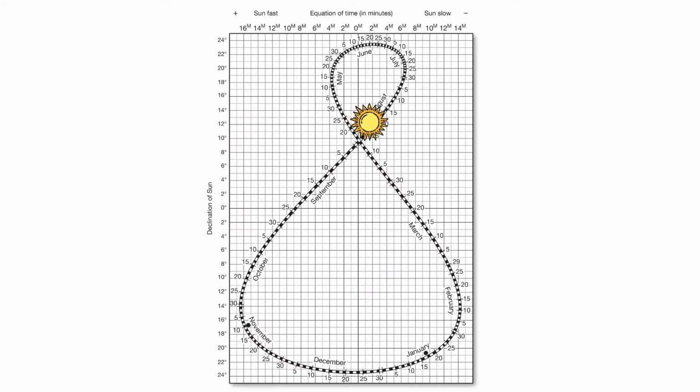March to April, we're moving. April to May, not as much. May to June, a little bit. June to July, just a little tiny bit. So over the course of the year, the rate of change of the analemma, or the rate of change of the position of the sun, changes, as well as the position of the subsolar point.